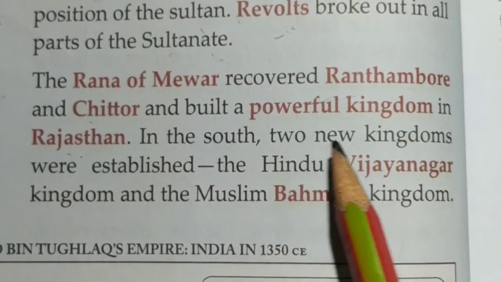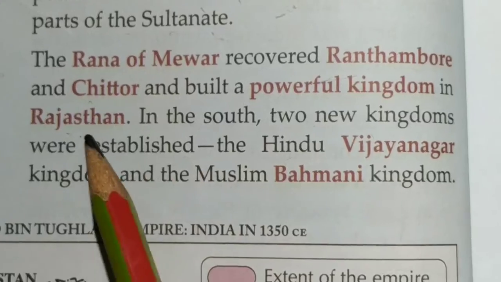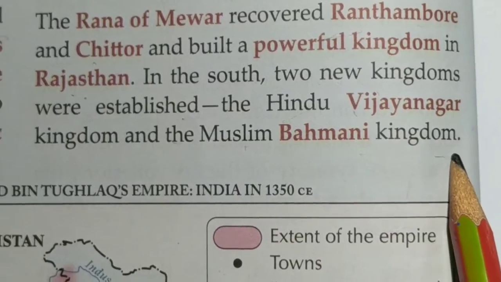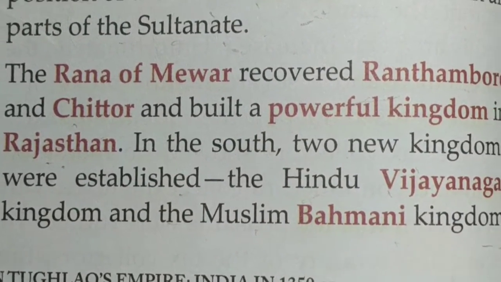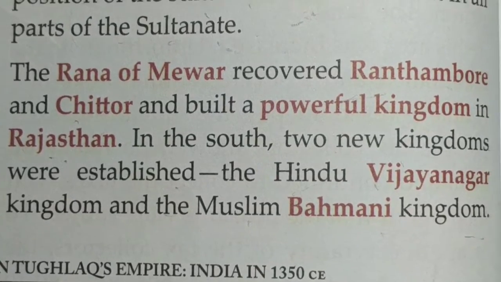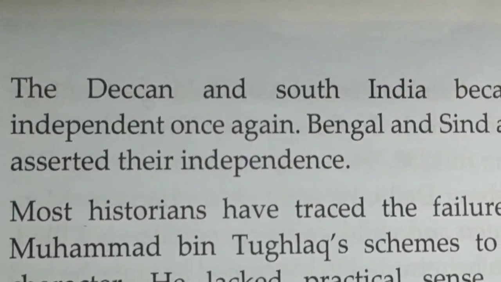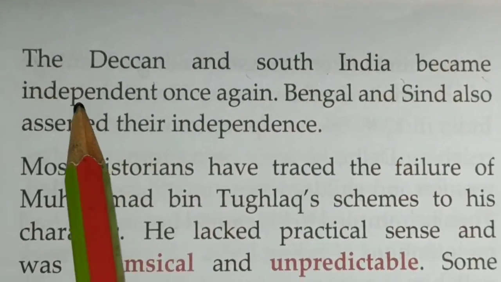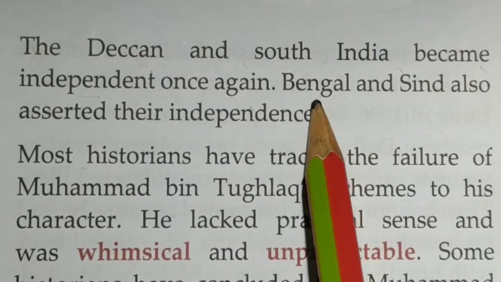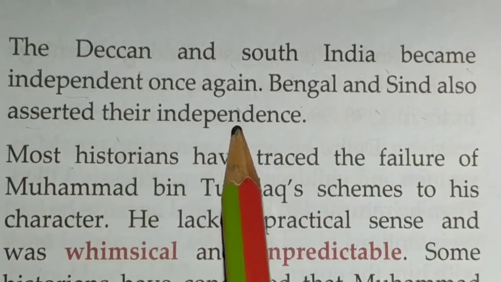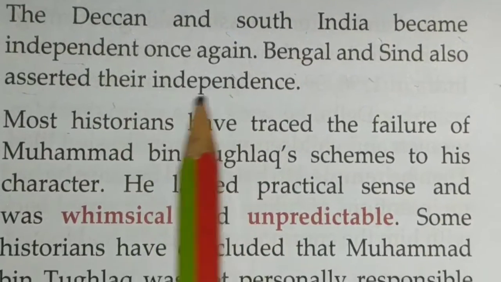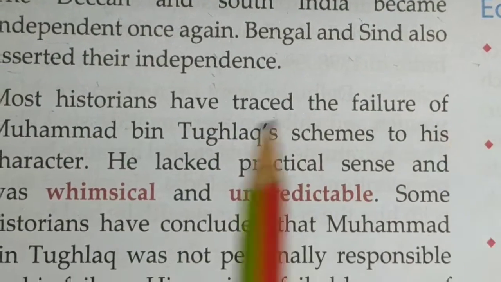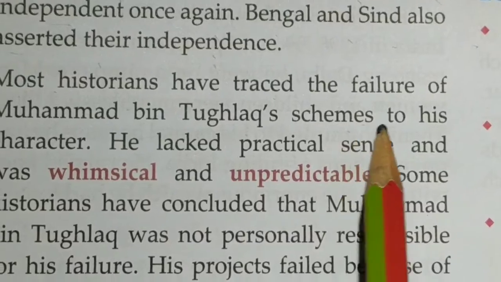Now in the south, two new kingdoms were established: the Hindu Vijayanagar kingdom and the Muslim Bahmani kingdom, right? The Deccan and South India became independent once again. Okay, Bengal and Sindh also asserted their independence. They also got freedom. Okay, most historians have traced the failure of Muhammad bin Tughlaq's schemes to his character.